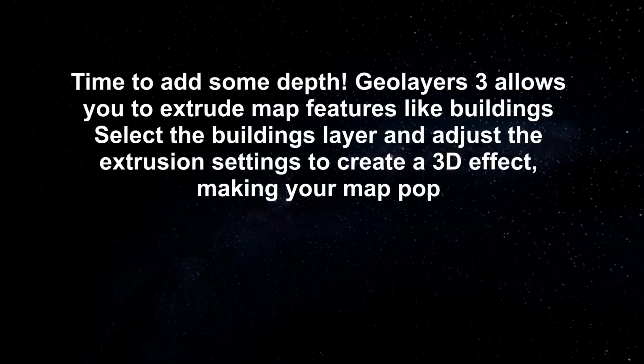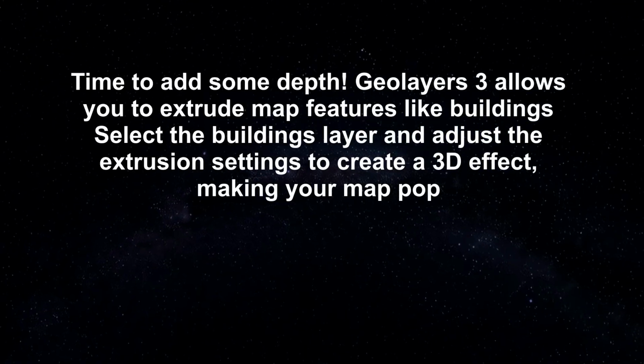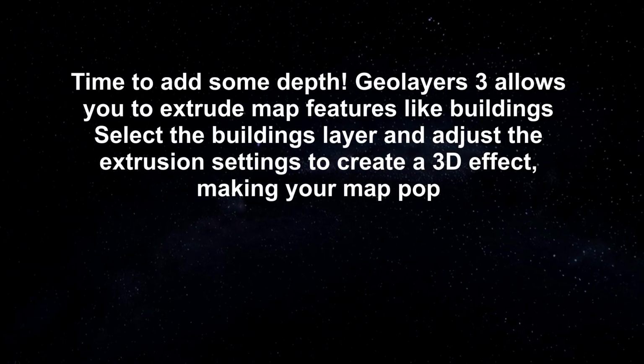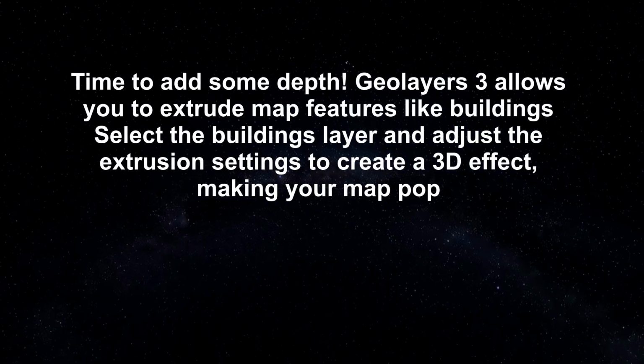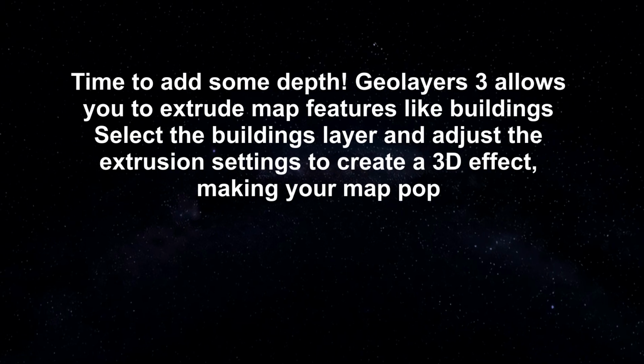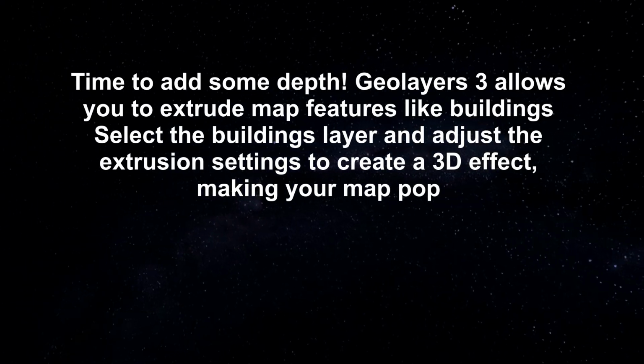Time to add some depth. Geolayers 3 allows you to extrude map features like buildings. Select the buildings layer and adjust the extrusion settings to create a 3D effect, making your map pop.